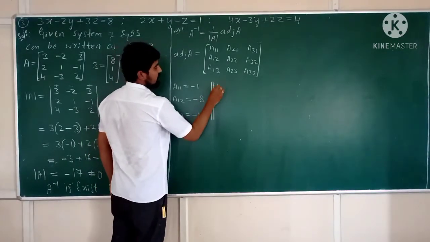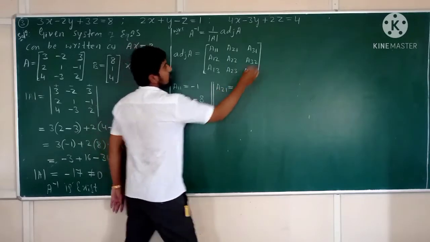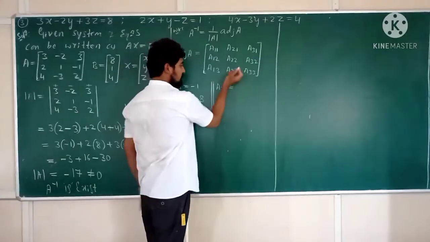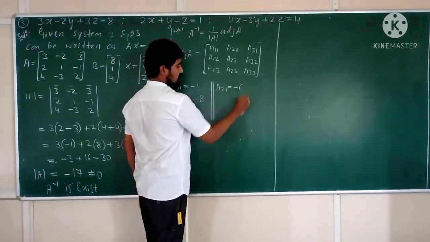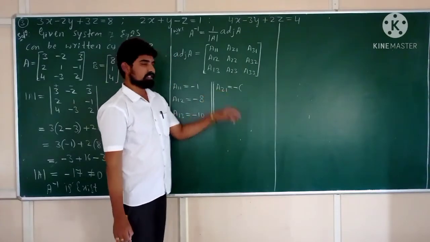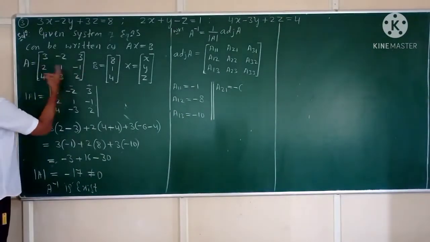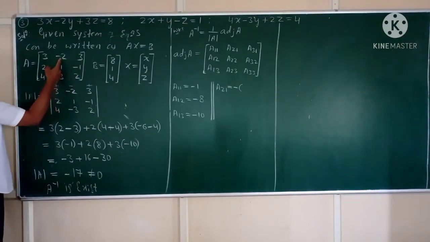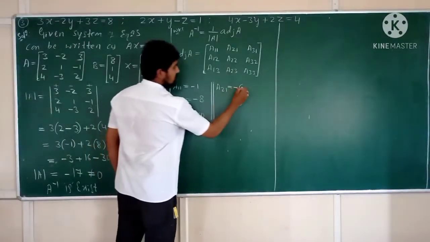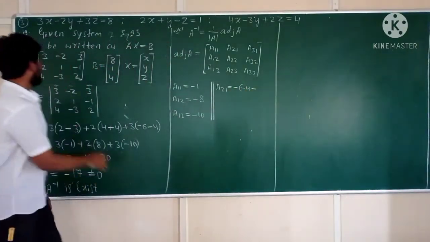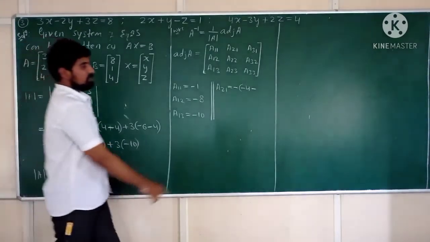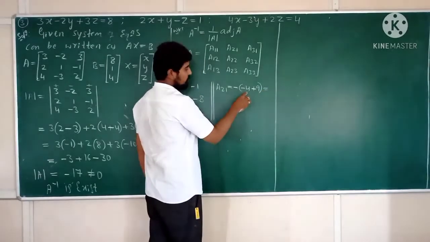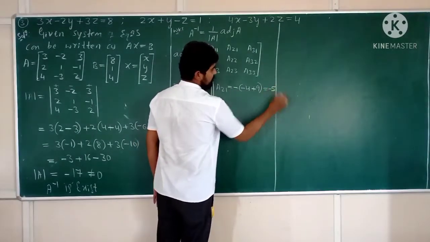And now we need to find the value of A21. So 2 plus 1 is odd, so we need to multiply by minus, and A21 is obtained by deleting the second row, first column. After deleting the second row, first column, the remaining elements are minus 2, 3, minus 3, 2. Minus 2 into 2, minus 4, minus 3 into 3, minus 9, minus into minus, plus 9. So 9 minus 4, 5, into minus, so minus 5.